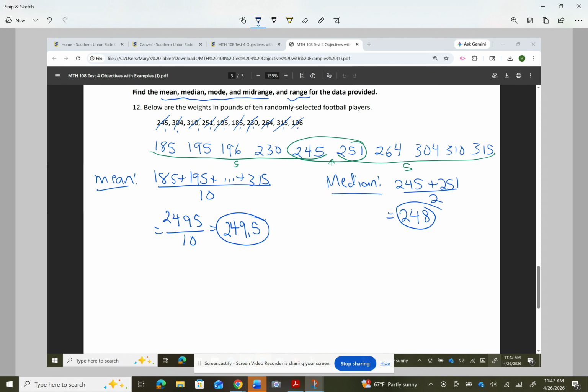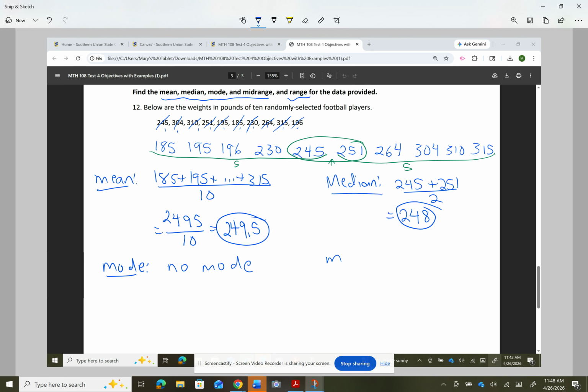All right, another thing we need is the mode. The mode is just the one that occurs most frequently. So once they're in order, I'm looking for any number that's repeated. None of them are repeated, so there's no mode in this case. If one of them had been repeated once or even more than once, the one that occurs the most would be your mode. So this one has no mode.